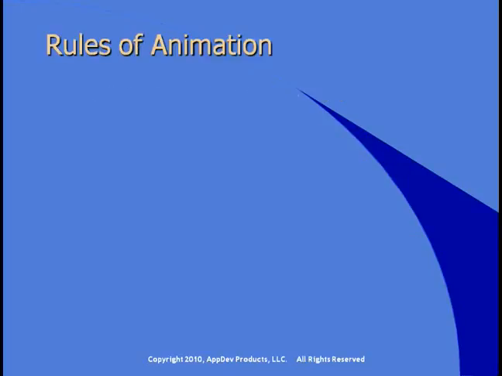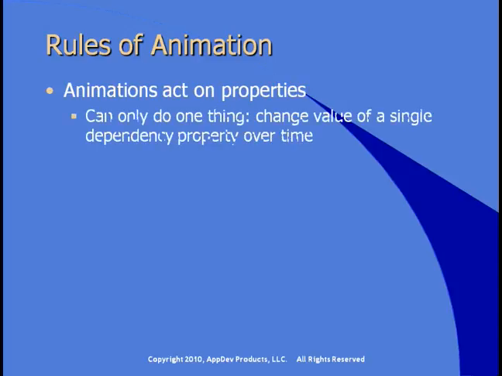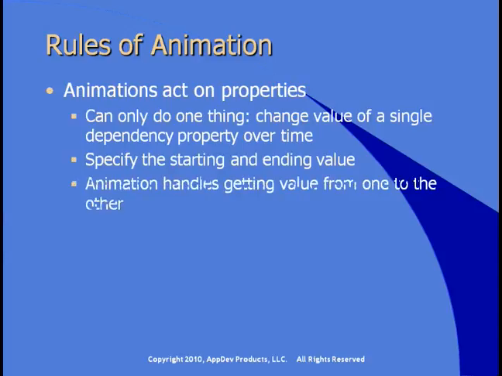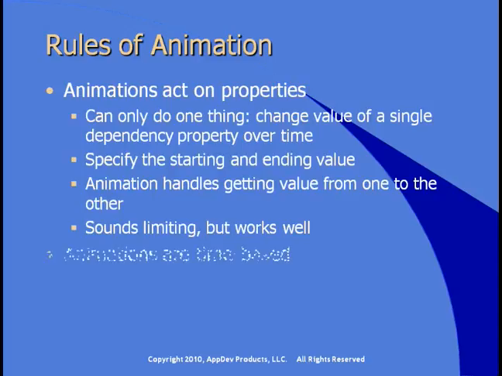Well, let's think about the rules of animation. Animations act on properties. You can only do one thing: change the value of a single dependency property over time. That's all animation does. You specify the starting and the ending value, and the animation handles getting the value from one end to the other of that value. It sounds very limiting, but in practice it works quite well.